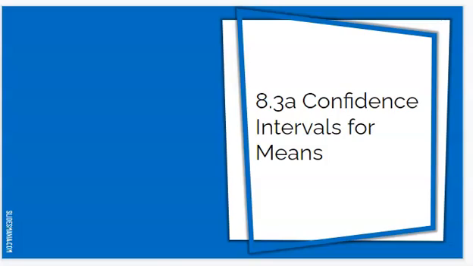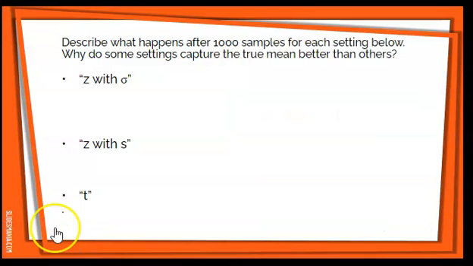In 8.3, Part A, we're going to look at confidence intervals for means. Alright, so we're going to look at some confidence intervals and different ways we can calculate them using means. So what you're going to look at and try to do is to describe what happens after 1,000 samples for each setting below. And let's think about, why do some settings capture the true mean better than others?